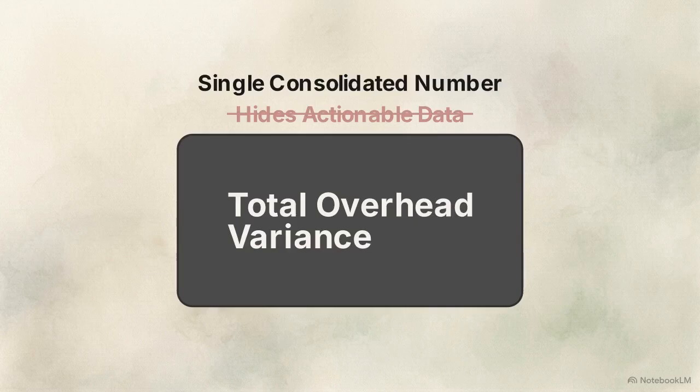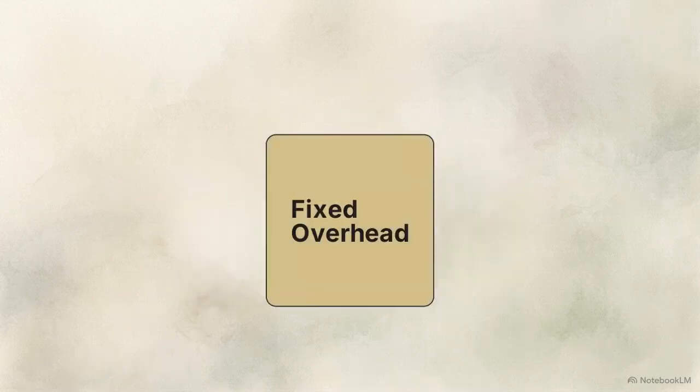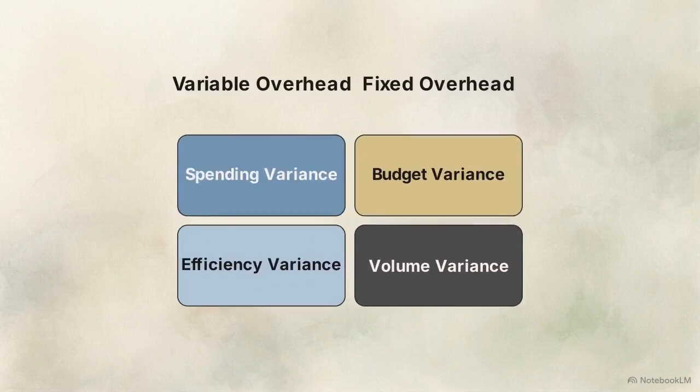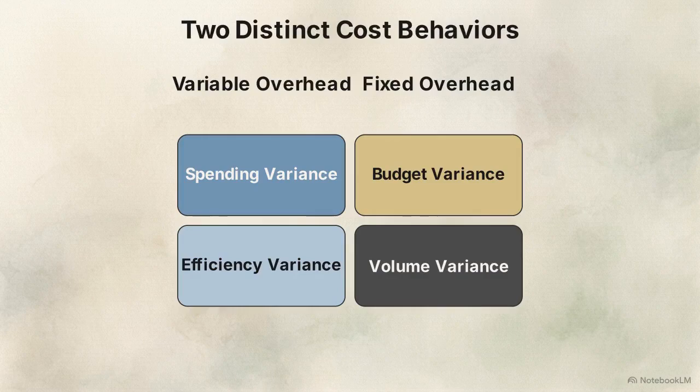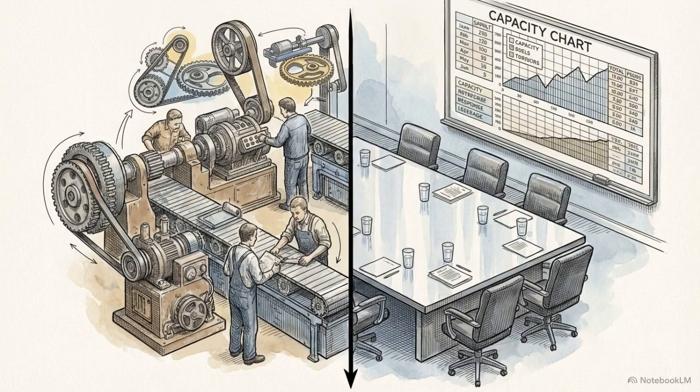To take meaningful corrective action, management must mathematically decompose this total variance into 4 specific components, divided across 2 distinct cost behaviors. Deconstructing this single overhead figure is the only way to separate daily inefficiencies on the production floor from the broader executive-level problems of capacity planning.